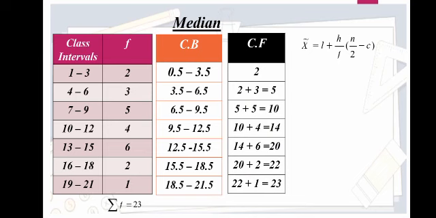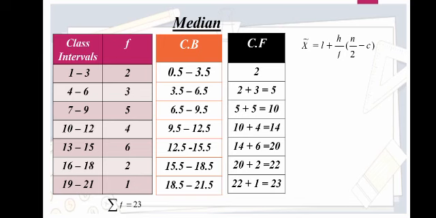2 plus 3 is equal to 5. Now 5 will be added to the next frequency, it becomes 5 plus 5, 10. 10 will be added to the next frequency, that is 4. 10 plus 4 is equal to 14. 14 will be added to the next frequency, that is 14 plus 6 is 20. 20 will be added to the next frequency, that is 20 plus 2 is 22, and 22 plus 1 equals 23.